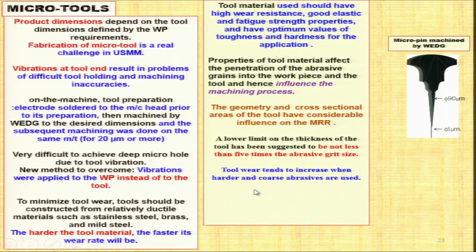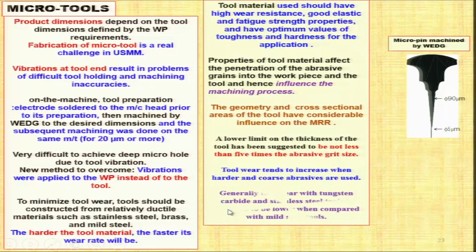Tool wear tends to increase when harder and coarse abrasives are used. Generally, tool wear with tungsten carbide and stainless steel tools is observed to be lower when compared with mild steel tools. So it depends upon the tool properties.